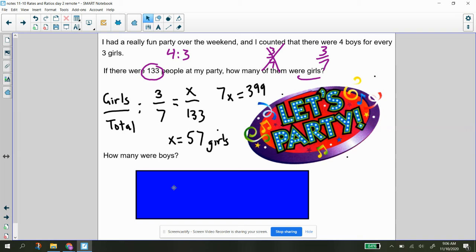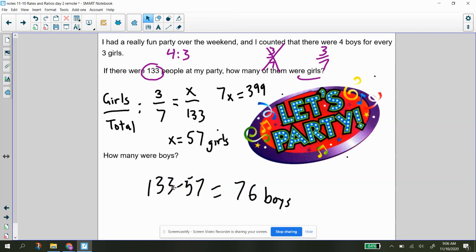And then how many are boys? Well, you could set up another proportion, but I decided to just do subtraction. I knew if I had 133 total people coming, that the rest had to be boys. So you end up with 76 boys.